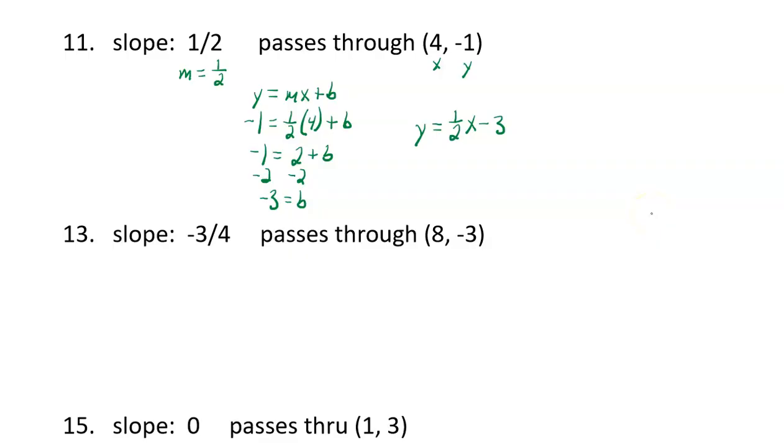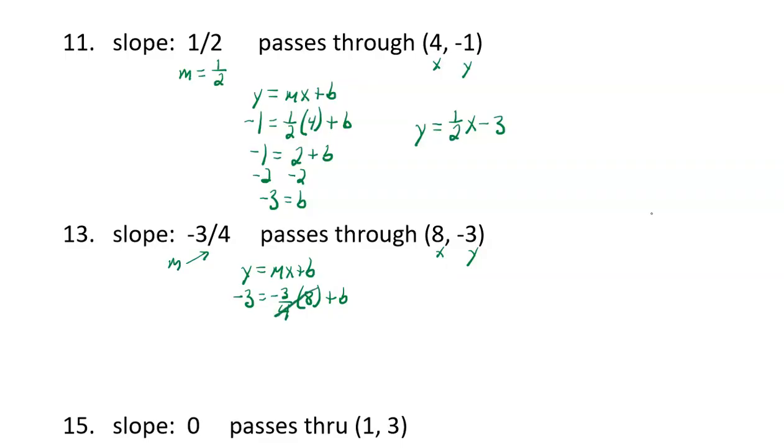Number 13, we know the value of m. We have a value of x and a value of y. So start with y equals mx plus b. The y is -3. The m is -3/4. The x is 8. The letter b is unknown.